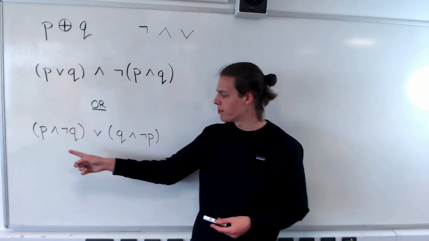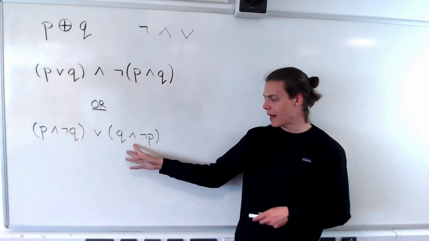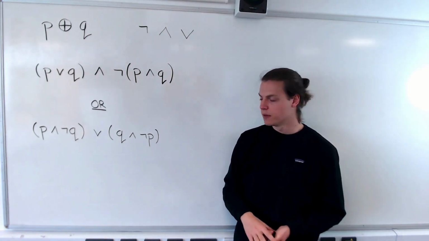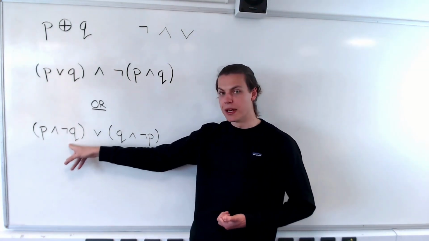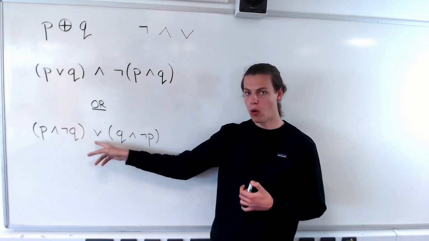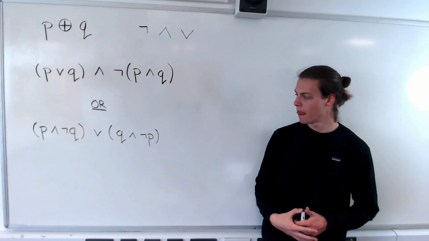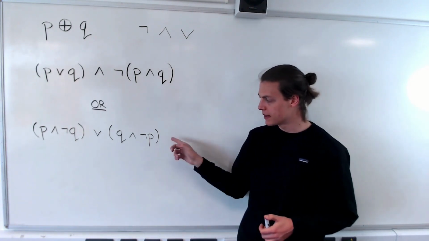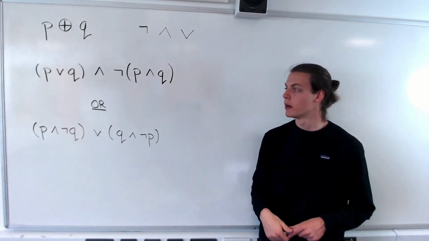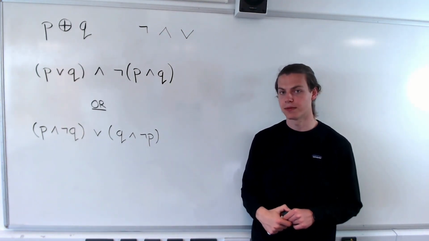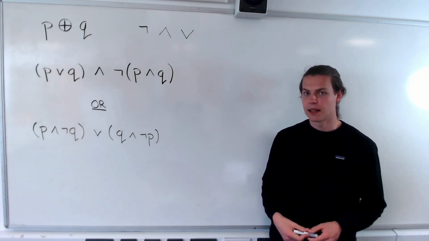Now this says P and not Q, or Q and not P. So either P is true and Q is not true, or Q is true and P is not true. And hopefully you can see that this is also equivalent to saying that exactly one of P and Q is true. Now there are yet more ways to express this. Let's see one more.